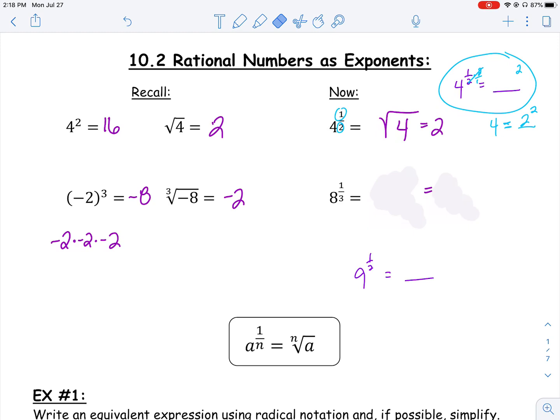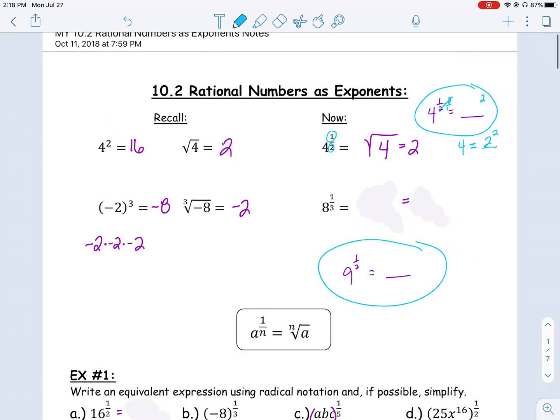Look at 9 to the 1/2 power. Again, if I want to figure out what 9 to the 1/2 power is, I should be able to square both sides, and then I have 9 equals what squared? Well, what squared gives me 9? AKA, another word for that is, what's the square root of 9? Well, I could say 3, right? So I know that 9 to the 1/2 power is the same thing as the square root of 9, which is 3. So what happens if I have 8 to the 1/3 power now?